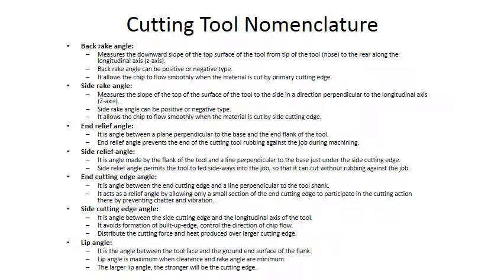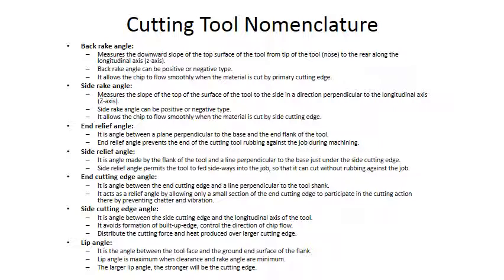Back rake angle measures the downward slope of the top surface of the tool from the tip of the tool nose to the rear along the longitudinal axis, that is the z-axis. Back rake angle can be positive or negative. It allows the chip to flow smoothly when the material is cut by the primary cutting edge.